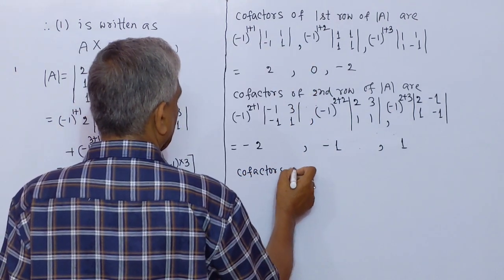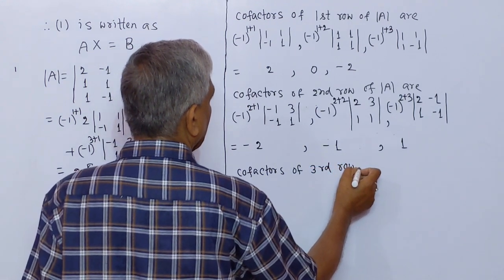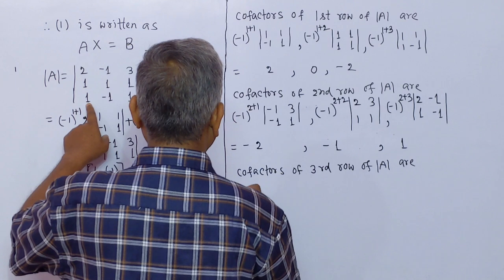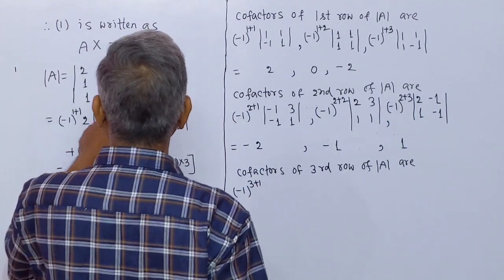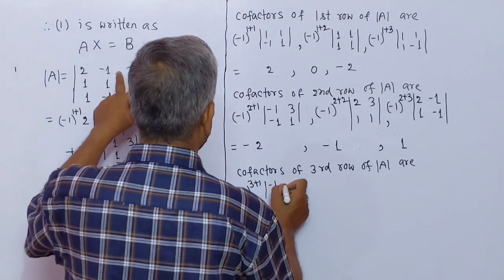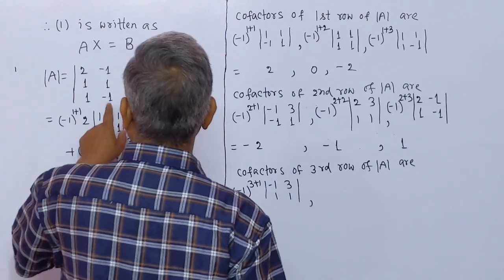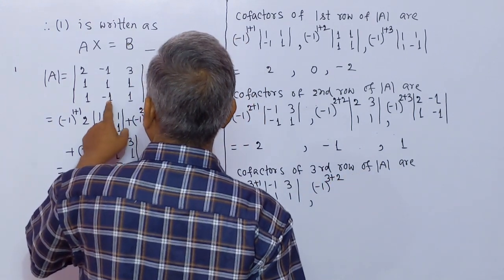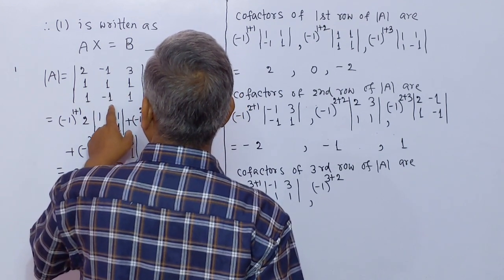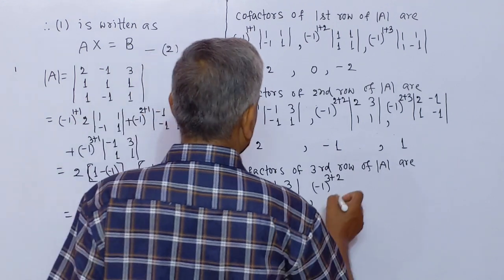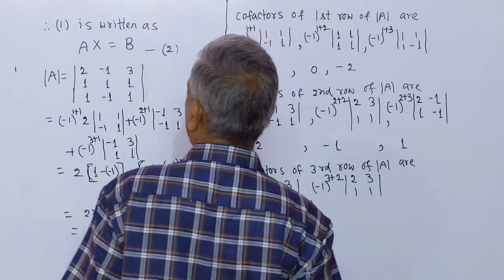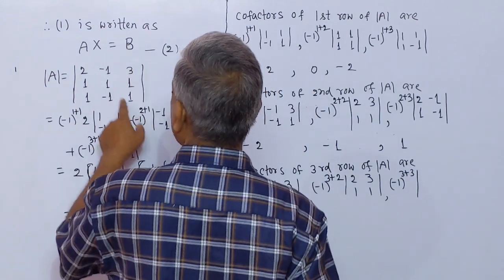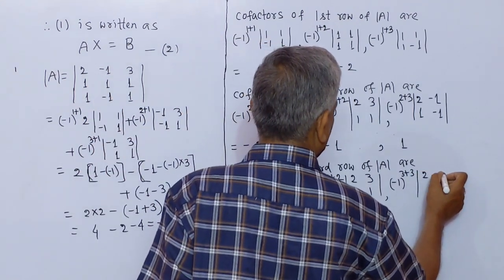Cofactors of third row of determinant A are: third row. This is in the position 3 1, 3 plus 1. This column cancels, this row cancels. Remains minus 1, 3, 1, 1. Cofactor of this, minus 1 to the power 3 2 position. This row cancels, this column cancels. So remains 2 3, 1 1. This is the position of 3 3, 3 plus 3. This row cancels, this column cancels. 2 minus 1, 1 1.